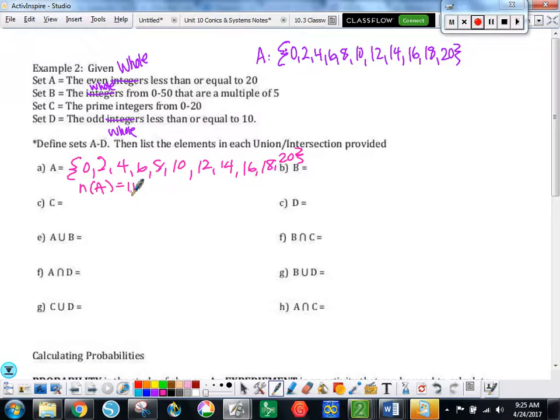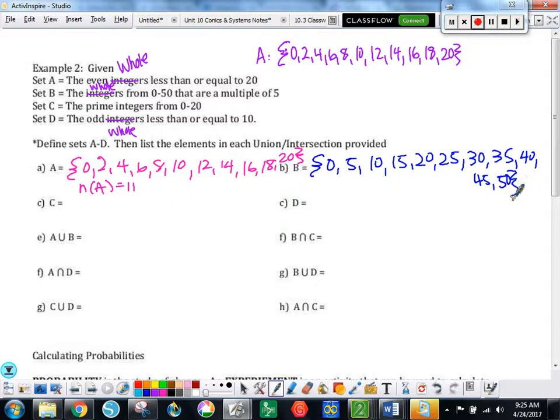Okay, what about B? The whole numbers from 0 to 50 that are multiples of 5. Is 0 a multiple of 5? Yeah, there's 0 of them, but it's technically a multiple of 5. So we're going to have to list 0. 0, then what? 5, then? From 0 to 50, yep. If it would have just said less than 50, I wouldn't have, but from 0 to 50. How many elements are in that set?